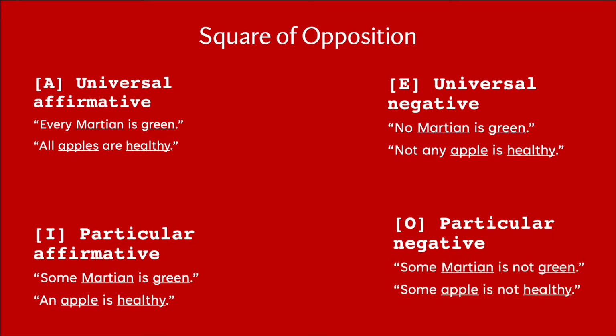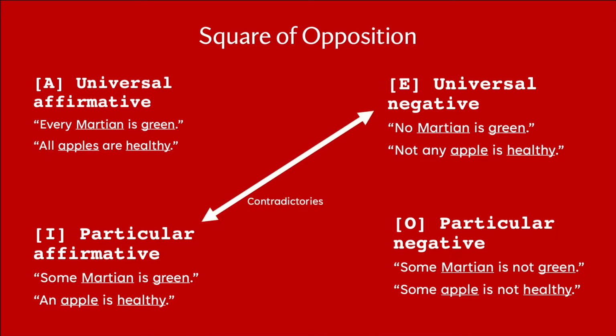Here's some examples of particular negative propositions. Some Martian is not green. Some apple is not healthy. We're negating something of at least one of a subject. We're negating green of at least one Martian. We're negating healthy of at least one apple.